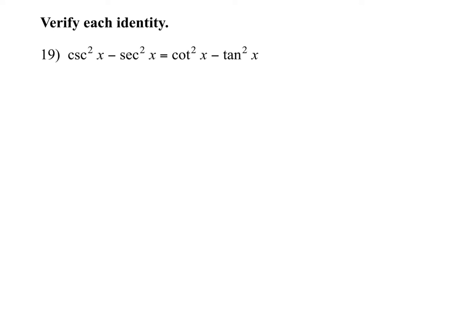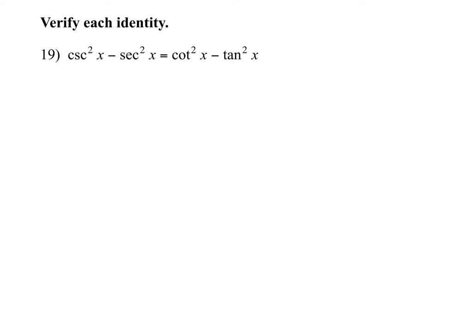On this one, I'm trying to get cotangent squared minus tangent squared to look like that left side, or I'm going to try to get the cosecant squared minus secant squared to look like the right side. It really doesn't matter which one you deal with. Either way, you're going to end up with the same thing. So if I were doing this one, I would probably do the left side, just because the cosecant squared is going to correspond to my cotangent squared. So is my secant squared, but I'm going to end up with exactly what I need if I do it.